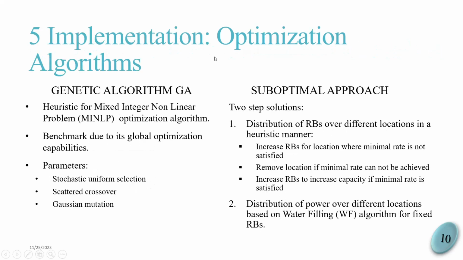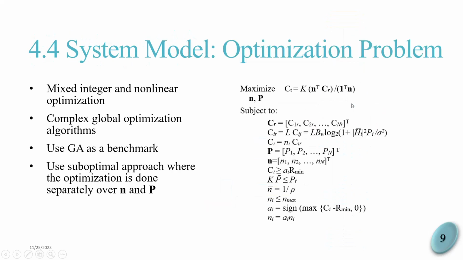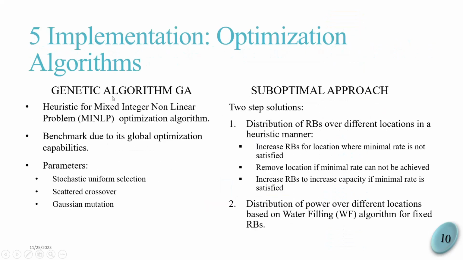For the implementation, here we are focusing on the optimization done in this block. We have two techniques, the genetic algorithm and the suboptimal approach. The genetic algorithm is a heuristic algorithm and can be used for mixed integer nonlinear problems.